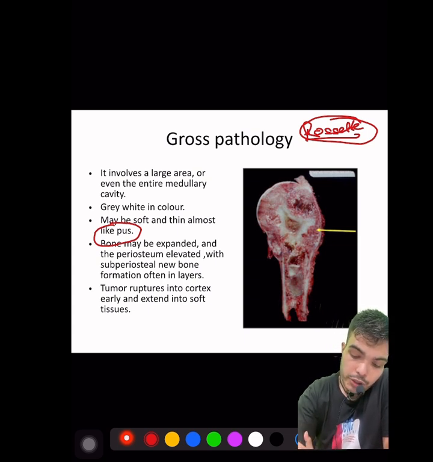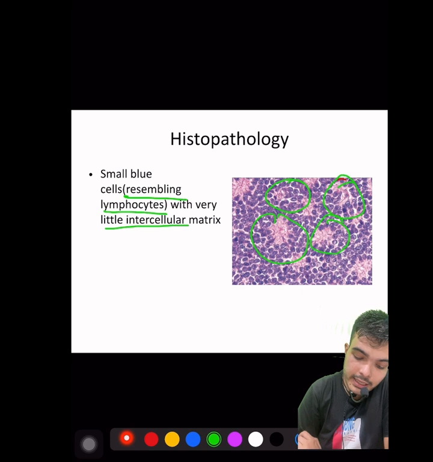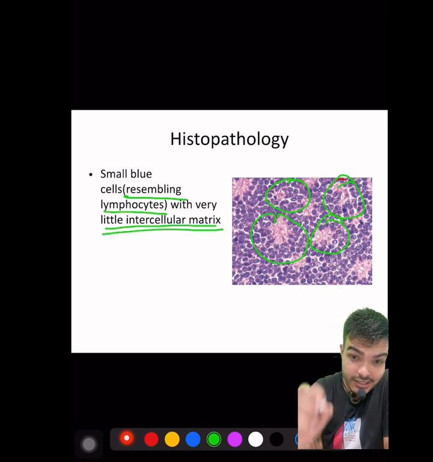Histologically, I already told you that you can see those beautiful rosettes over here. It looks like a rose, right? So you can see that there are beautiful rosettes here. And these are resembling lymphocytes with very little intracellular matrix, very little intracellular matrix.